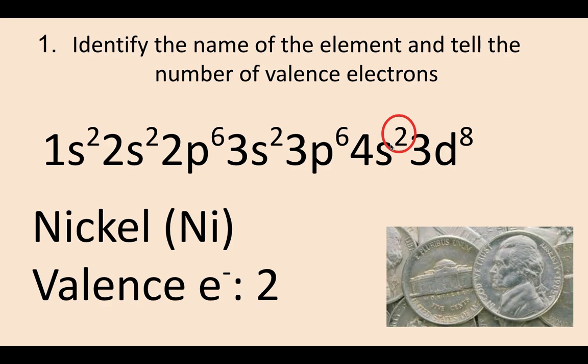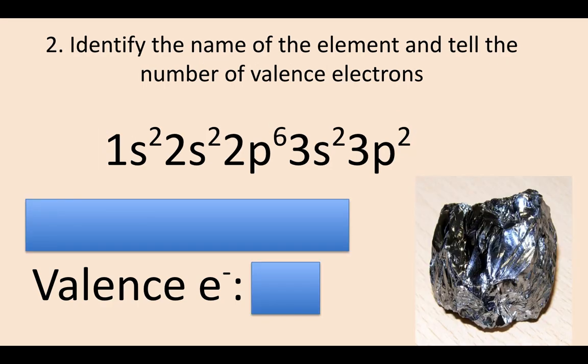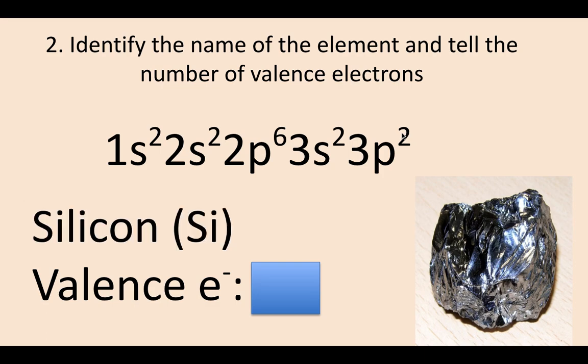All right, let's try another one together. What element is this? We have 2 plus 2 is 4, plus 6 is 10, plus 2 is 12, plus 2 is 14. Element number 14 is silicon. The valence electrons, the highest energy level here is 3. We're going to add the 3's together. 2 plus 2 is 4.